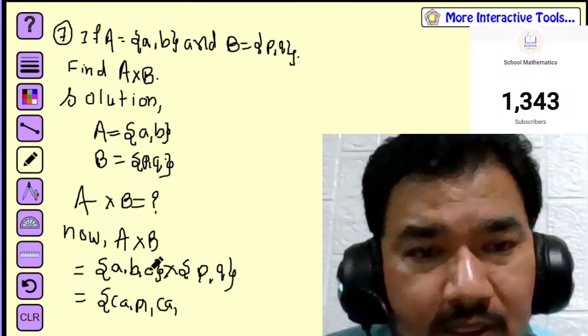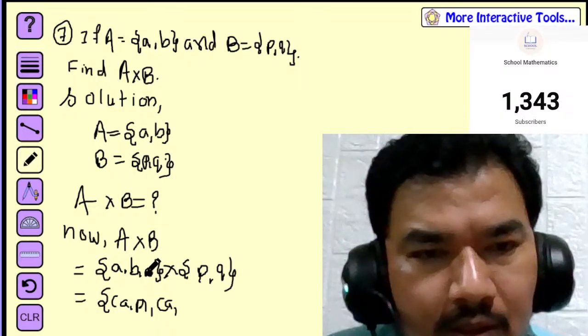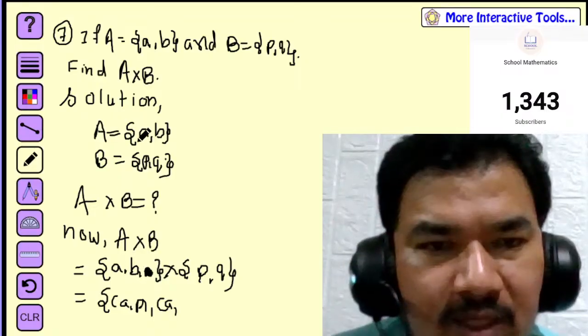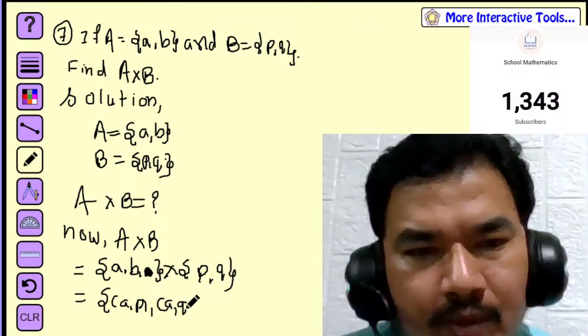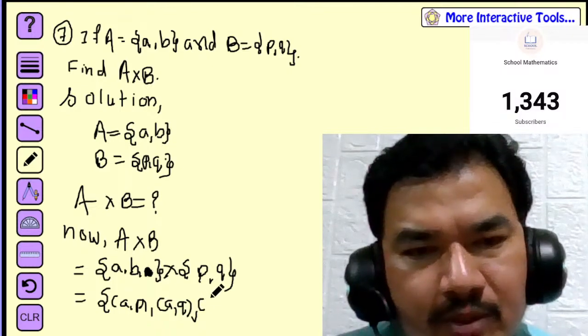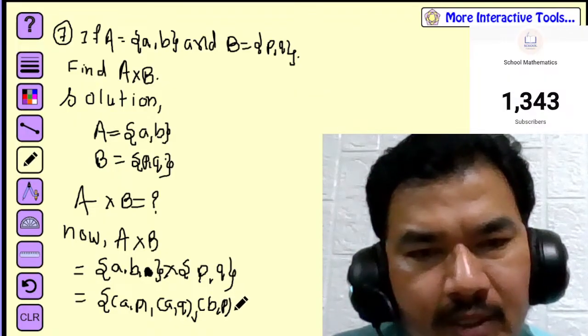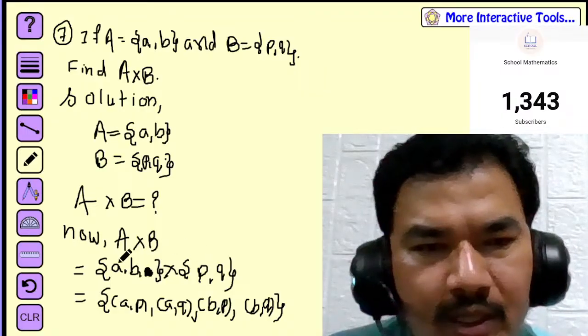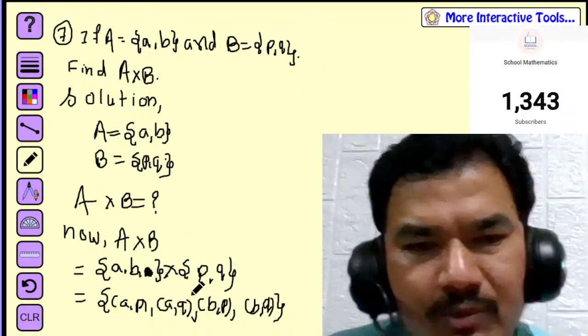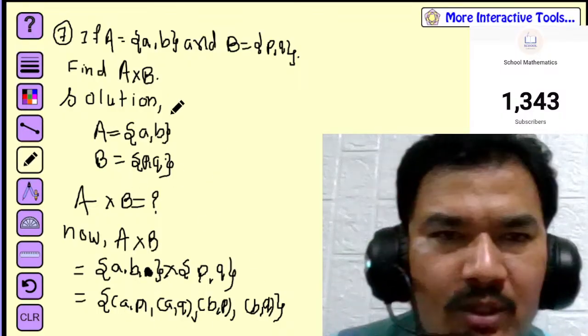Here in this question, C is not given. Here only A, B is given, so write only A, B. Then A to P, A to Q, ordered pairs. Now the next element is B, so from B also make ordered pairs: BP, then we add BQ also. This is the method to find the Cartesian product of the two given sets: AP, AQ, BP, then BQ. This is the way to find the Cartesian product of the given sets.